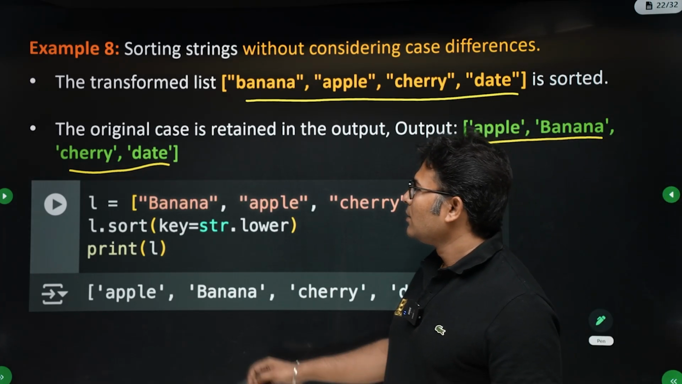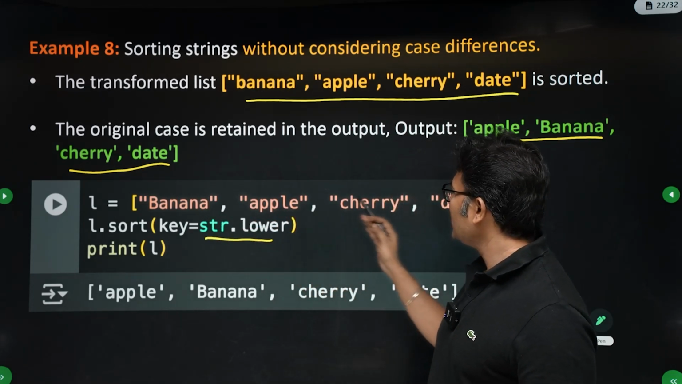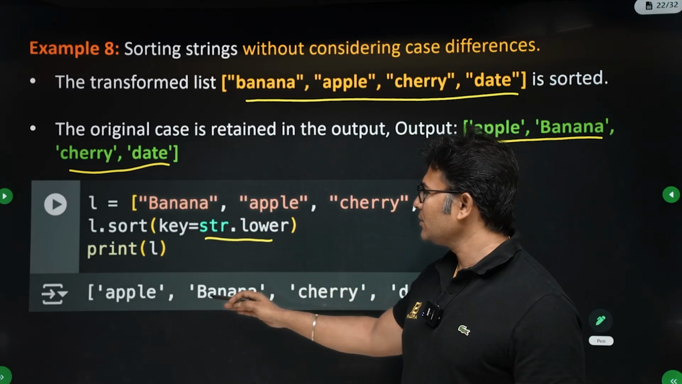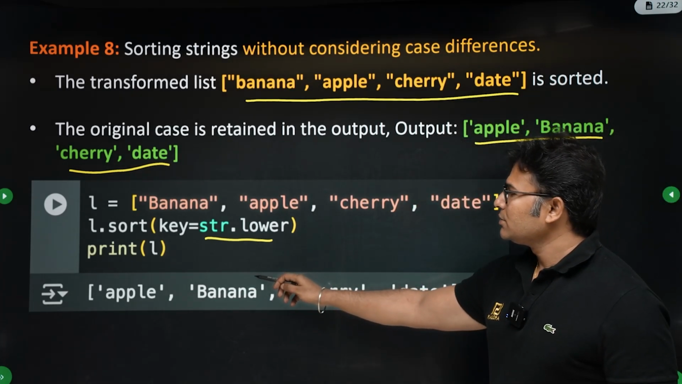Now the same example. So str.lower, everything is converted into lowercase and then everything is printed in the order. Original list does not change.